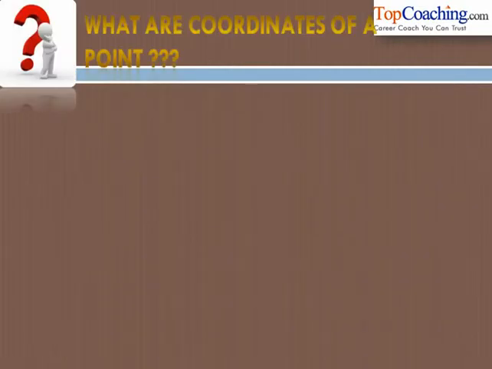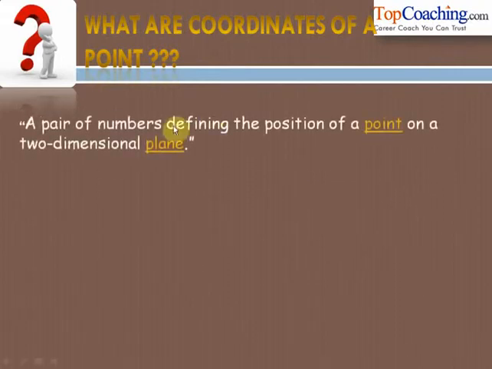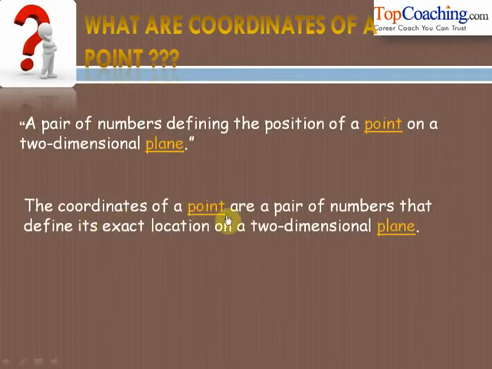Then let's see what the coordinates of any point are. Coordinates are a pair of numbers defining the position of a point on the two-dimensional plane. So coordinates help us to exactly define the position of a point on a two-dimensional plane. This two-dimensional plane we call the coordinate plane, and the coordinates of any point help us to exactly locate any point on this coordinate plane. The coordinates of a point are the pair of numbers that define its exact location on a two-dimensional plane.